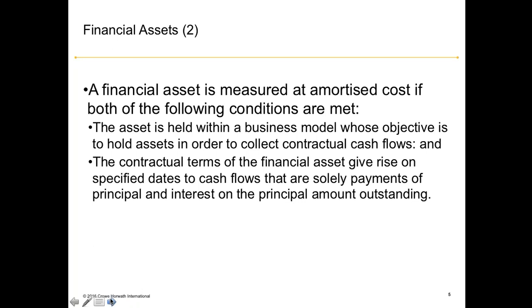A financial asset is measured at amortized cost if the two conditions here are met. The asset is held within a business model whose objective is to hold assets in order to collect contractual cash flows, and the contractual cash flows of the financial asset give rise on specified dates to cash flows that are solely payments of principal and interest on the principal amount outstanding.